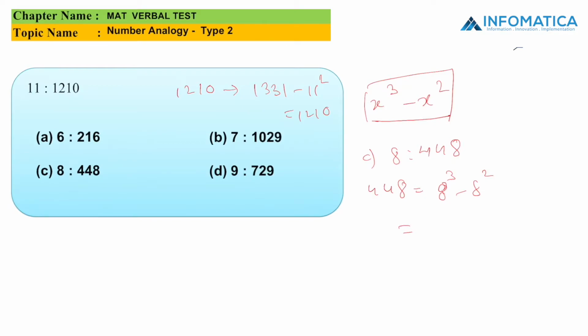8 का क्यूब क्या होता है स्टूडेंट्स? 8 का क्यूब होता है 512. So 512 minus 64, which is nothing but 448. So is it in the form of x to the power 3 minus x to the power 2? We can definitely say that option C is the right answer.